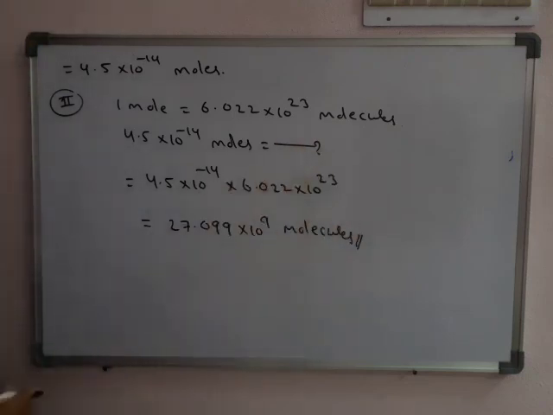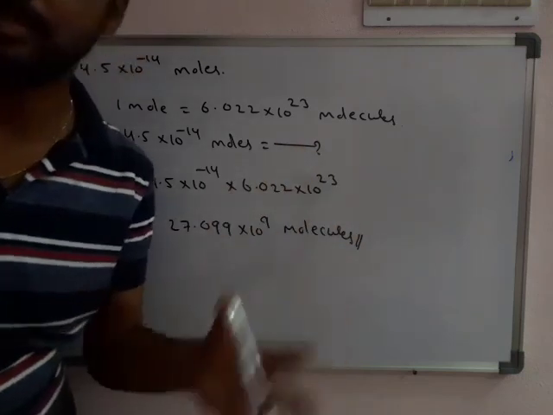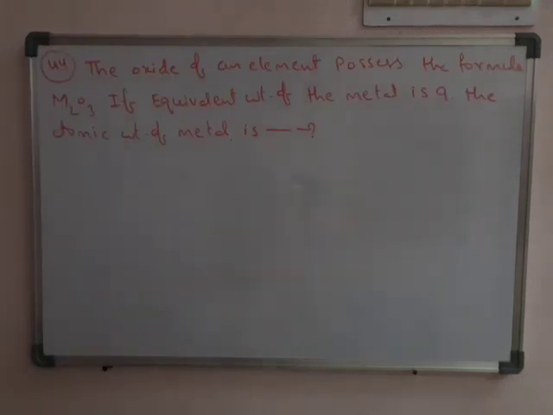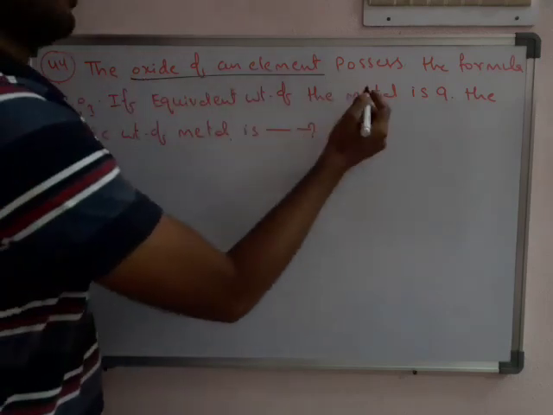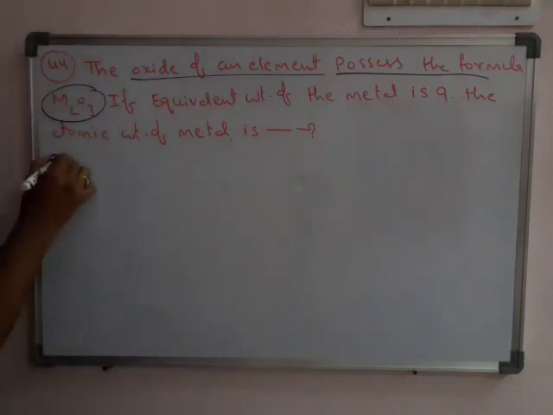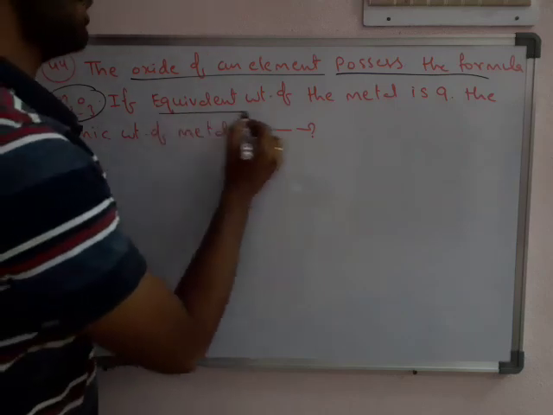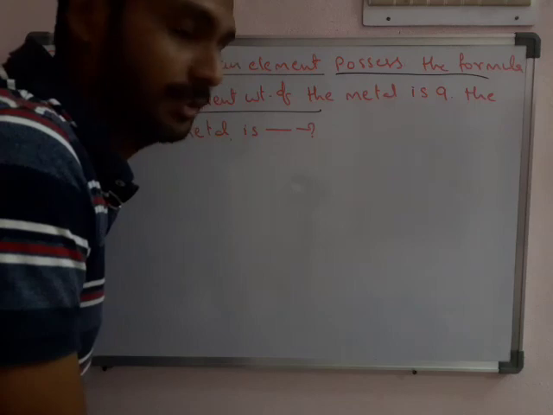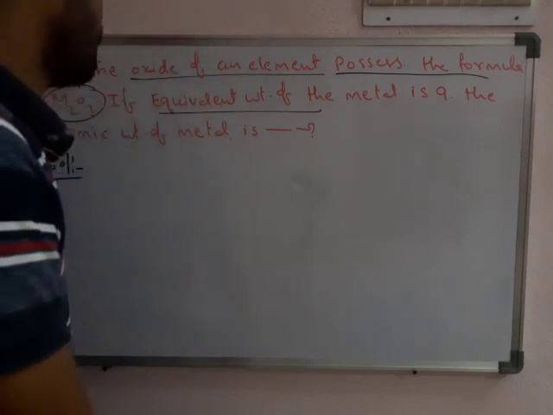Okay, there is one more last problem in the worksheet. The oxide of an element possesses the formula M2O3. The formula of the compound is found to be M2O3 and its equivalent weight is given. The equivalent weight of that metal is given as 9. We have to find the atomic weight of the metal.